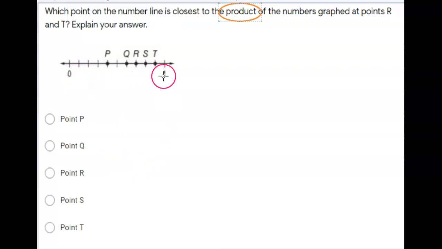So if I'm going from 0 to 1, I need to count how many of these little spaces there are to see what these numbers are. So if I'm counting, there's 1, 2, 3, 4, 5, 6, 7, 8, 9, 10, right? That means there are 10 sections in between 0 and 1, so these are all divided by 10. So now it's asking us for the product at points R and T. So R is right here. Let's see, it's 1, 2, 3, 4, 5, 6, 7. So that means it's 7 out of 10, right?